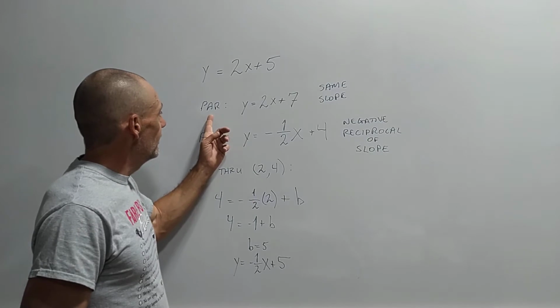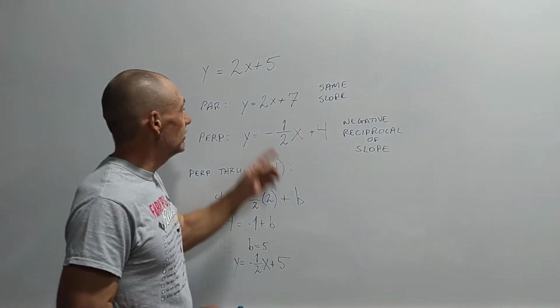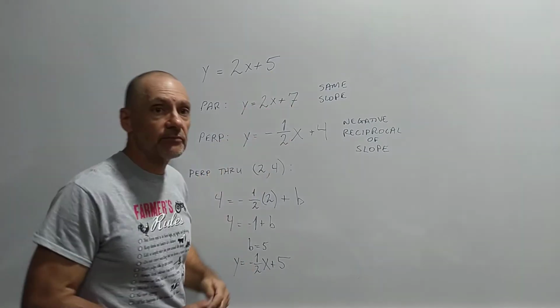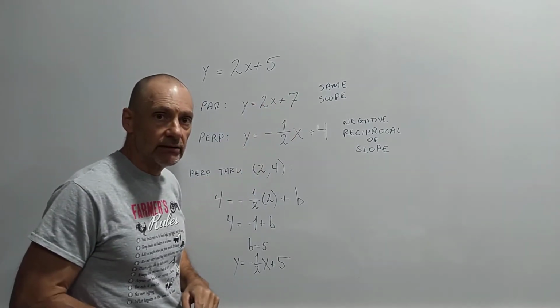And if we want a parallel line, a line that's parallel to this one, all we need is anything with the same slope, okay? So y equals 2x plus 7. This is parallel to this. It just goes through a different place on the y-axis. But same slope instantly gives you a parallel line, okay?